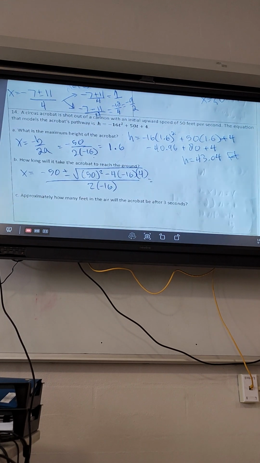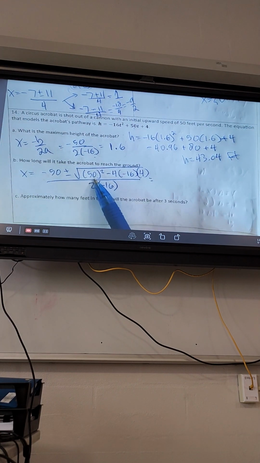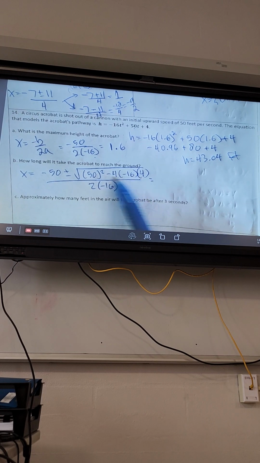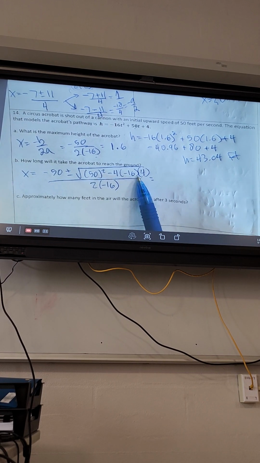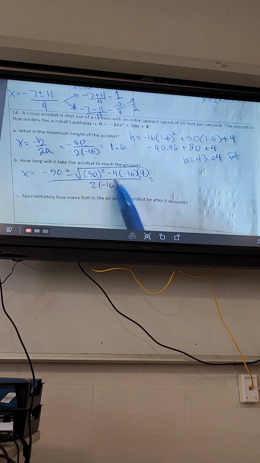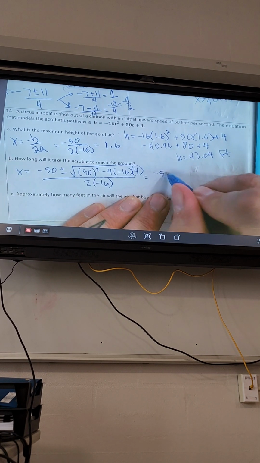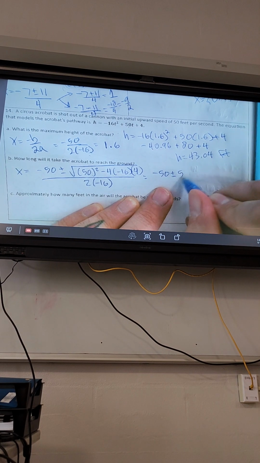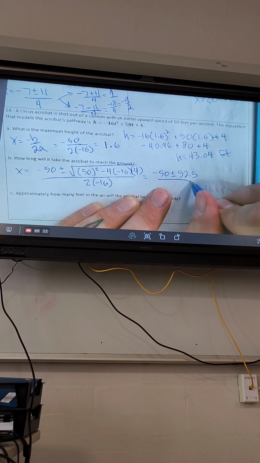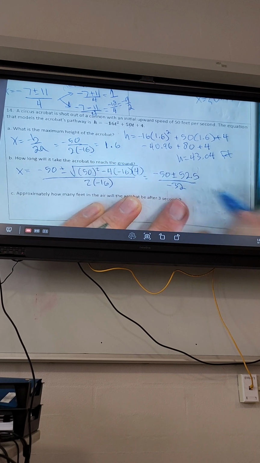Okay, I'm going to go ahead and simplify this all for you. 50 squared will be a big number. Take away, you're going to have a positive number. You're going to add these two numbers together and get a huge number. Then you take the square root of that huge number, and it's going to be 52.5. So you get negative 50 plus or minus 52.5, over negative 32.